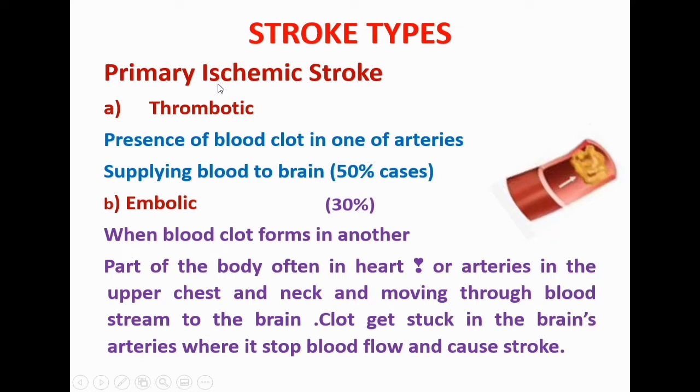Primary ischemic stroke is further classified into two types. One is thrombotic and the second one is embolic. Thrombotic ischemic stroke occurs when there is a blood clot in the arteries supplying blood to the brain, and in the embolic case there is clot formation in another part of the body, like in the heart or in the arteries of the upper chest, and this clot moves through the bloodstream to the brain.